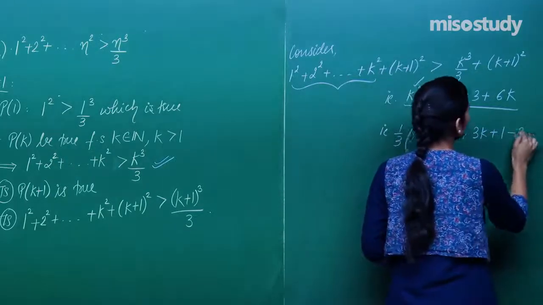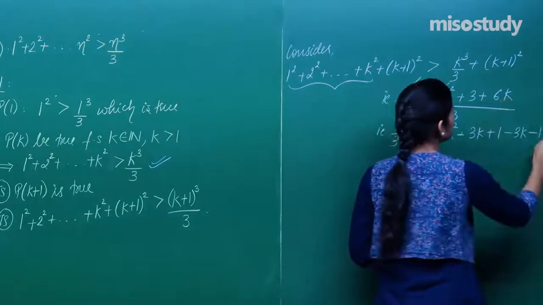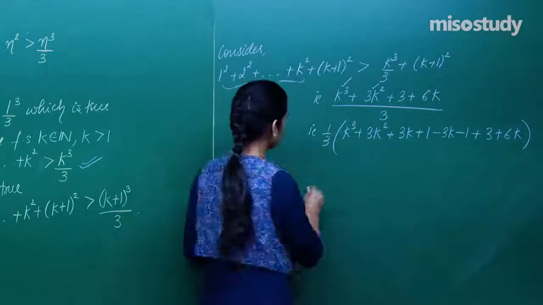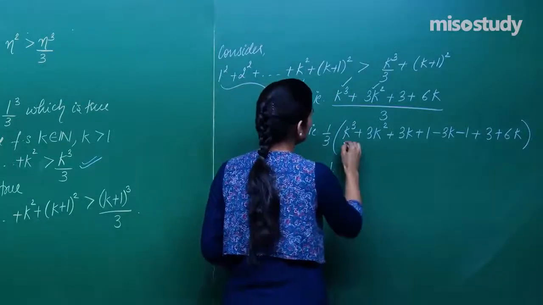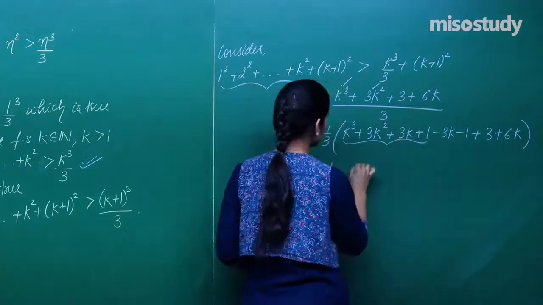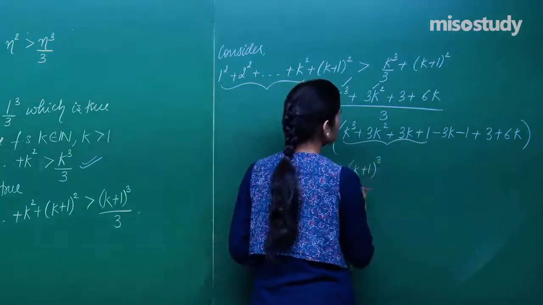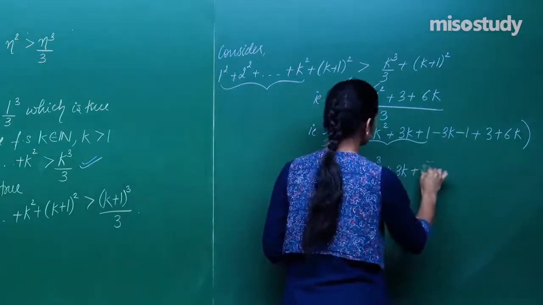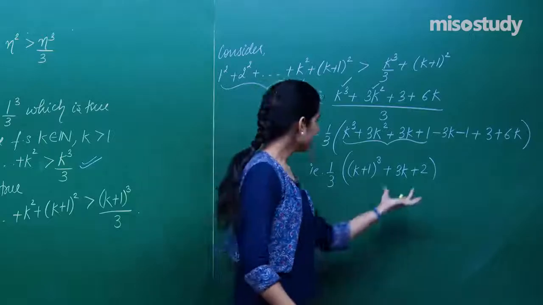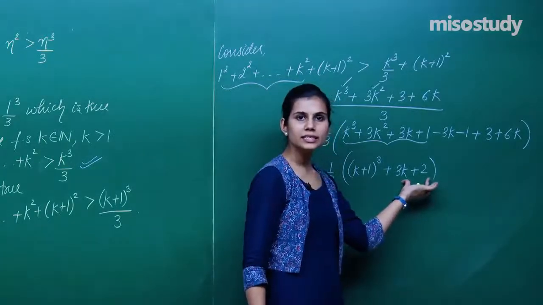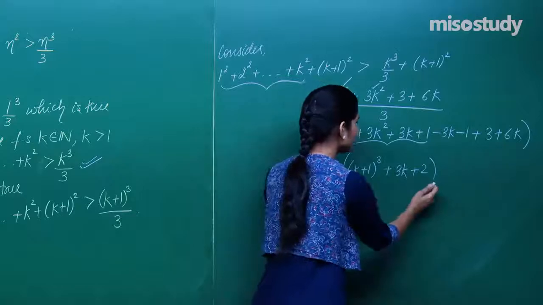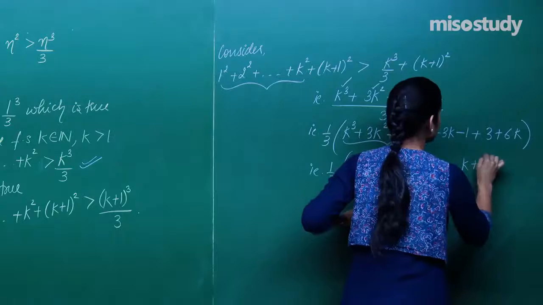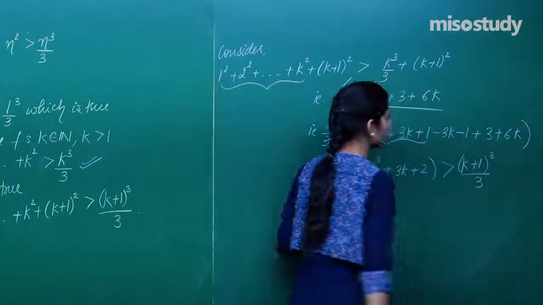So I will be subtracting them as well, and rest of the quantities I would be writing. I am just trying to create (k+1) whole cube. That gives me 1 by 3, k cube plus 3k square plus 3k plus 1 gives me (k+1) whole cube, minus 3k plus 6k gives me 3k, 3 minus 1 gives me 2. Clearly k is a natural number, so this quantity is greater than 1, and therefore this complete quantity is greater than (k+1) whole cube, and so this quantity is greater than (k+1) whole cube by 3.